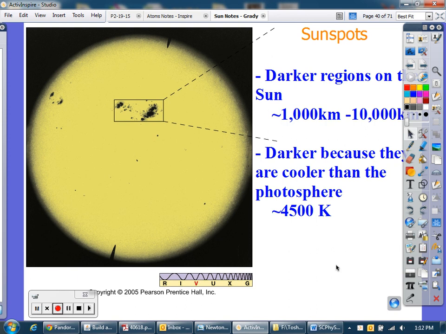Sunspots. Sunspots are darker regions on the sun. They're darker because they're cooler than the photosphere. They're about 4,500 K. That's still hot enough to melt your face off. But compared to the photosphere, it's significantly less temperature.